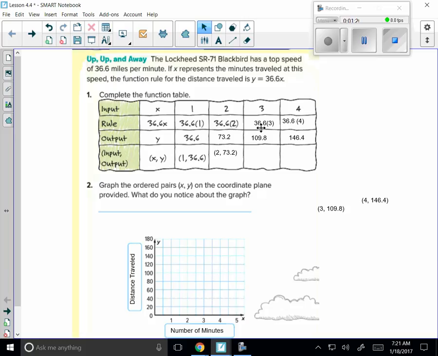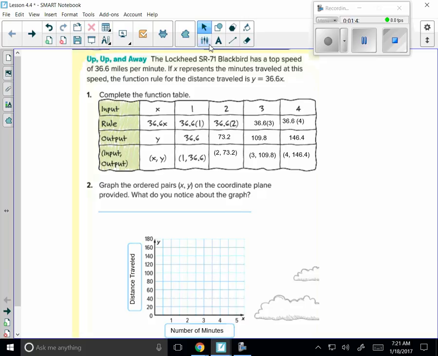Now for 3, I'm going to end up doing 36.6 times 3, which gives me 109.8. And I have an ordered pair that's going to look like 3, 109.8. Now for the last one, if it's going for 4 minutes, we're doing 36.6 times 4, which gives me 146.4, and this is what the ordered pair looks like.